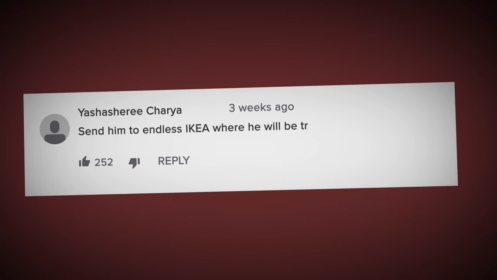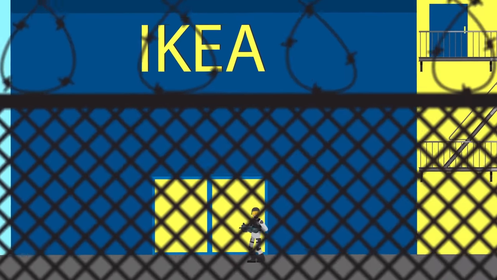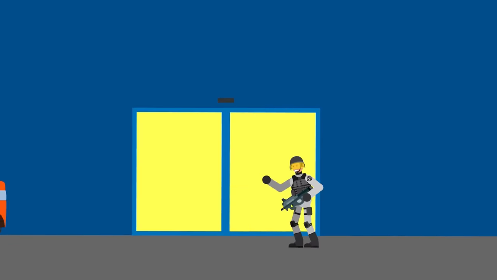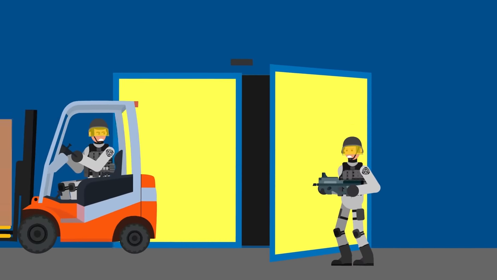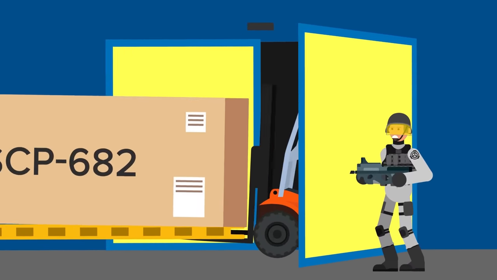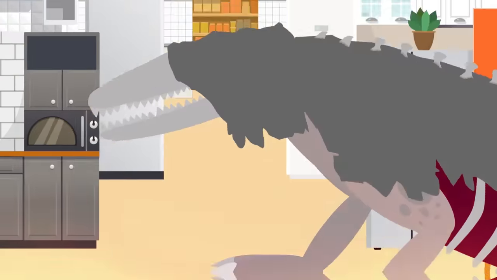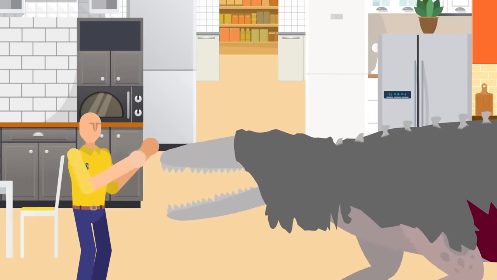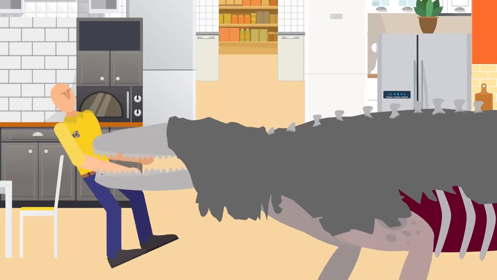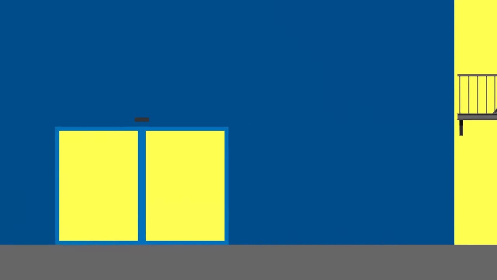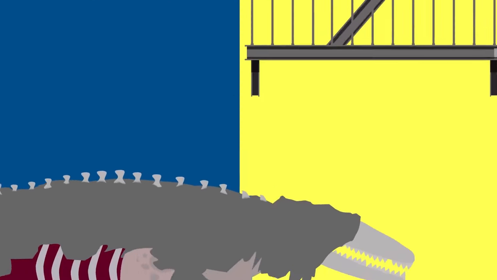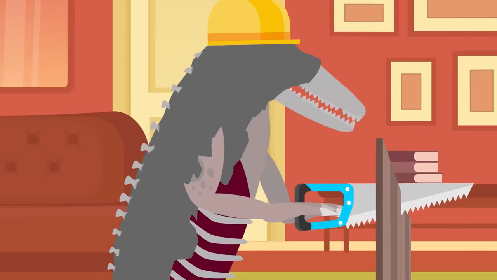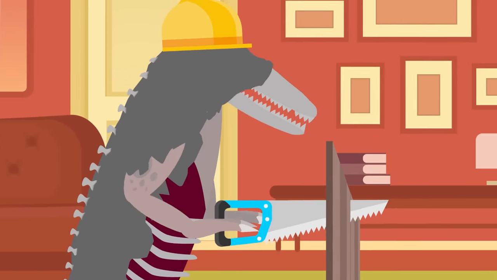Yashashiri Chara said, "Send him to Endless IKEA where he will be trapped forever." Much like SCP-087, the Endless IKEA wouldn't pose the same threat to SCP-682 as it would for the average human trapped inside. The staff would be no trouble for 682, and it would be able to devote pretty much all of its time in there to finding a way out. And when he did finally break out, he'd probably be armed with a terrifying knowledge of how to correctly assemble a Svendendruck. We shudder at the thought.